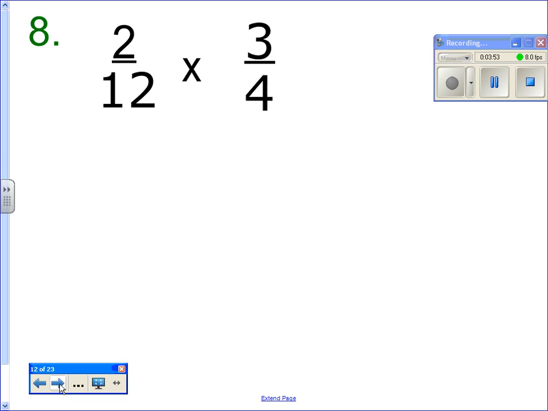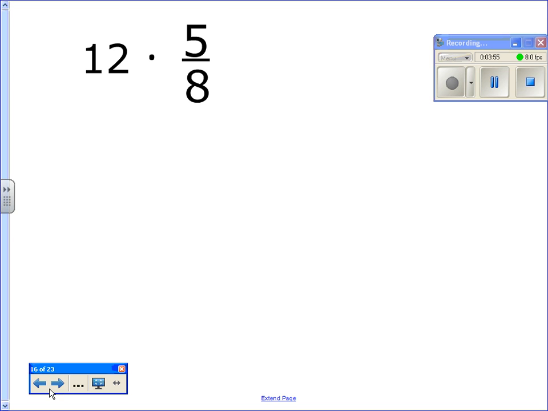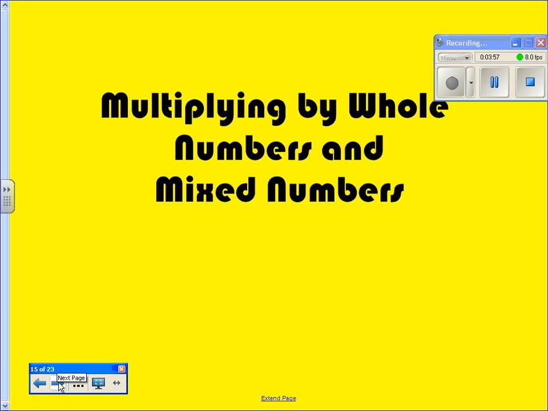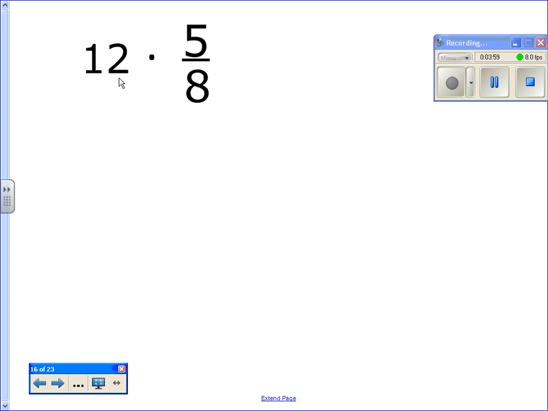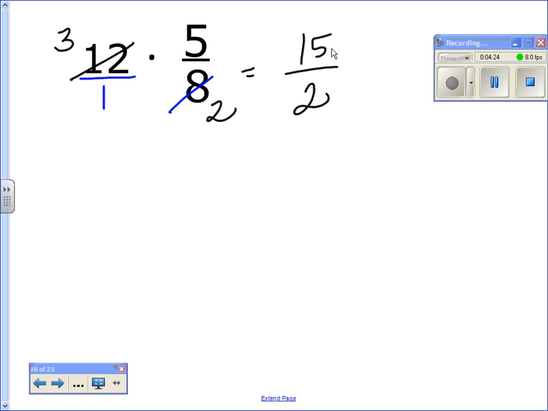which is my answer. Now I'm going to skip ahead and do some harder questions where we're multiplying by whole numbers and mixed numbers. So 12 times 5/8, I put my 12 over 1, and then I cross simplify. This becomes 4. That's not right. I can divide those both by 4. So this will actually become 2, and this will become 3. So 3 times 5 is 15. 1 times 2 is 2. Now, this is an improper fraction.